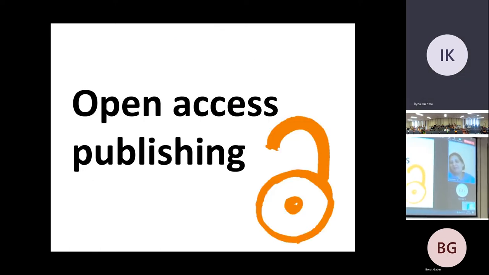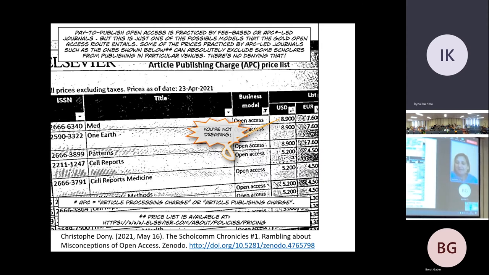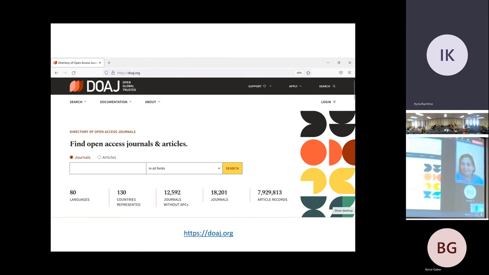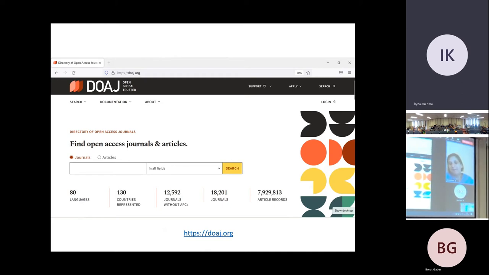A most traditional practice of open science is open access publishing. That's probably one of the oldest open science practices. And here there is a common misconception that all open access journals charge article processing charges, and they're expensive, and it's not a way to go. And that's only a misconception, because if we check the Directory of Open Access Journals, we can see that out of over 18,000 journals, 12,592 don't charge any article processing charges.